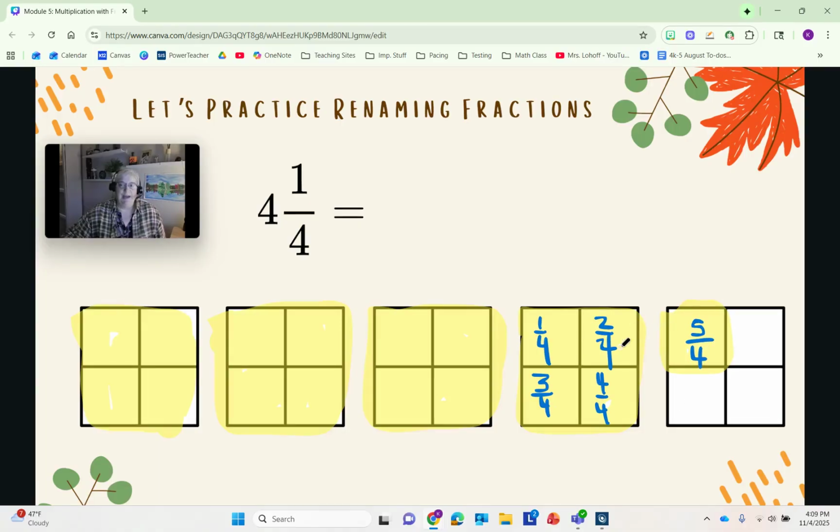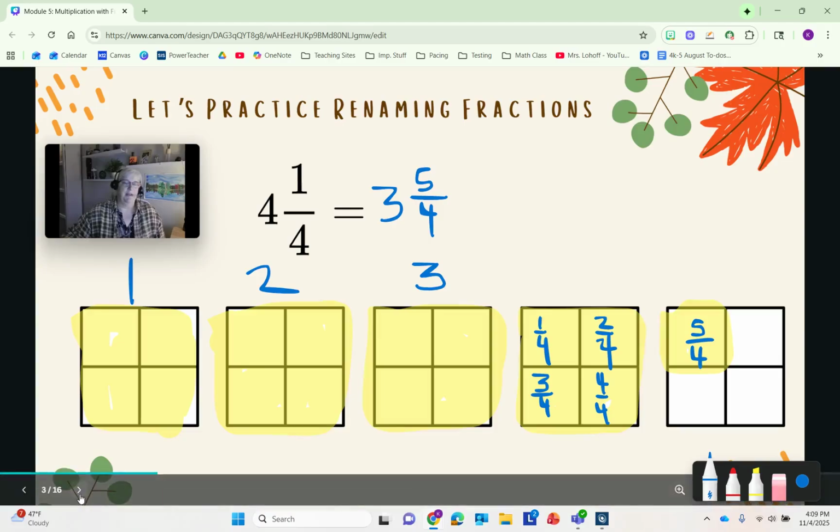By doing it this way, we are getting more of the fraction part to use in our subtraction problem. And now we have one whole, two whole, three whole parts, and 5/4. So 4 and 1/4 is the same as 3 and 5/4.